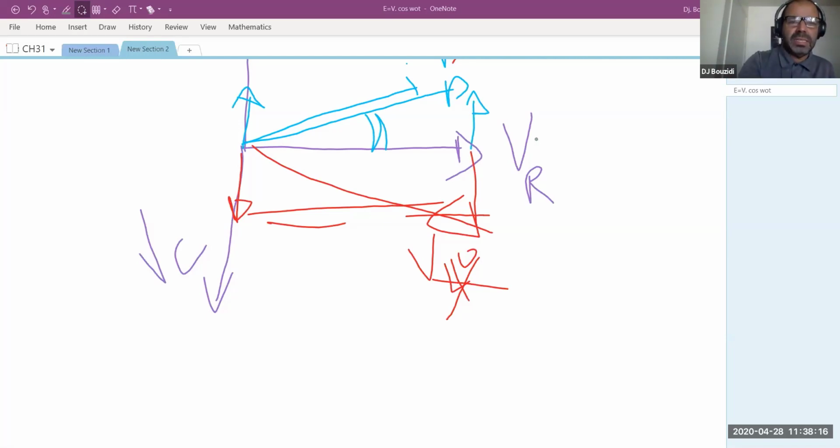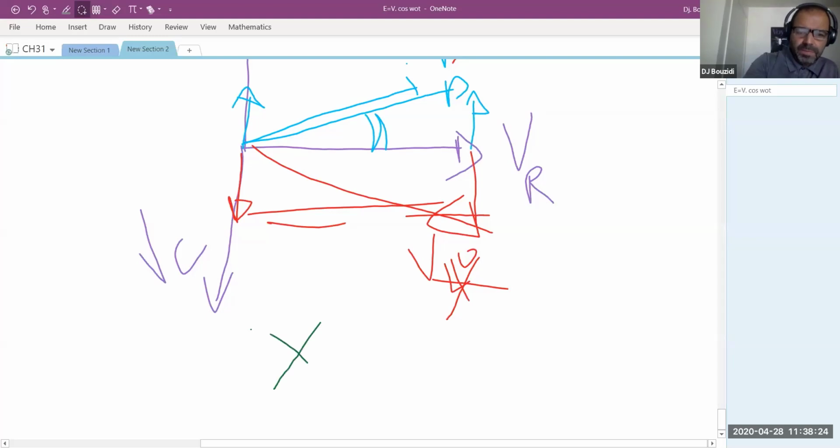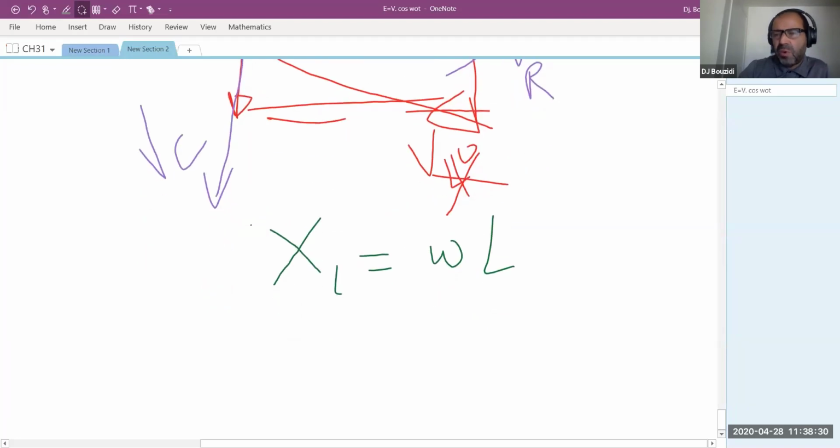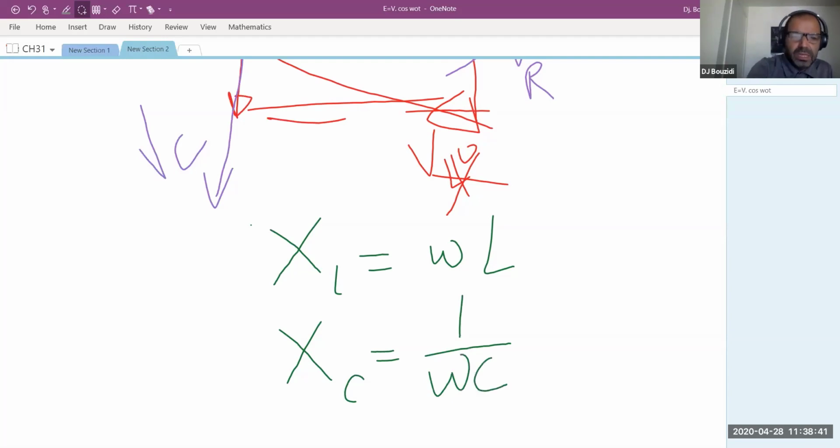In this case, the reactance, which has the same units as the resistance basically, for the inductor is equal to omega times L. It's clear that this quantity is very small for low frequencies and very high for higher frequencies. The reactance on the capacitor is 1 over omega C. So this is what we call the reactance.